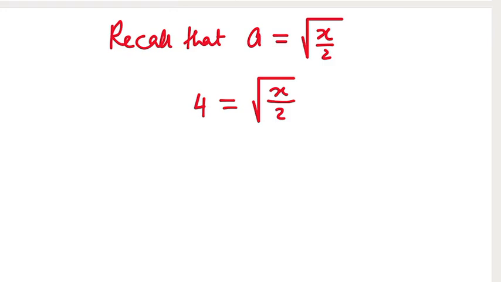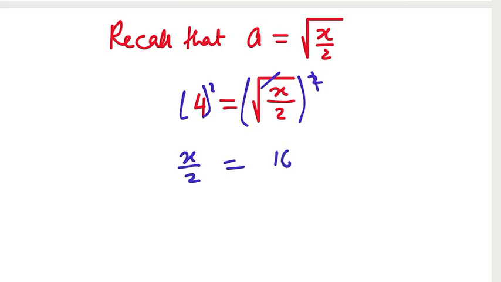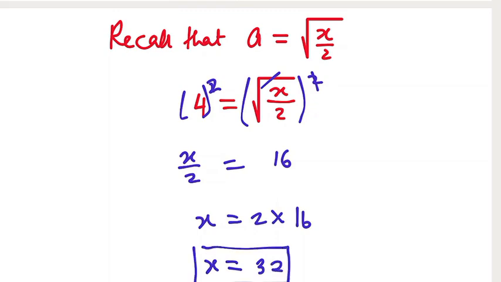Then the next thing is to square both sides. The square root cancels, and we have x over 2 equals 16, because 4 squared is 16. Then x is 2 multiplied by 16, so x is 32. We have the value of x to be 32.